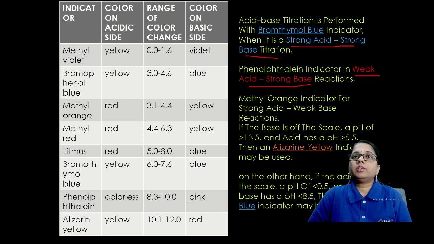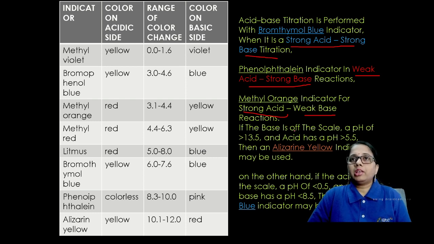Okay, so whenever a strong acid and weak base are used, that means the titration between these two is going to happen, then what is the preferred indicator? That is methyl orange. So methyl orange is going to be used in the case of strong acid and weak base.